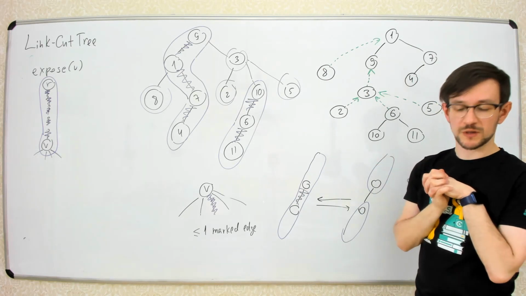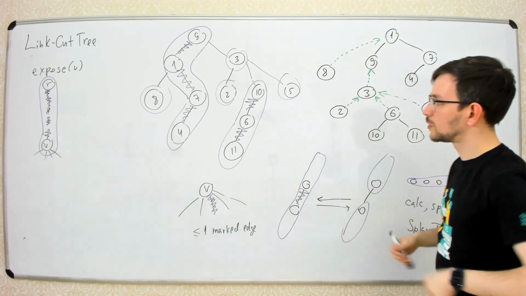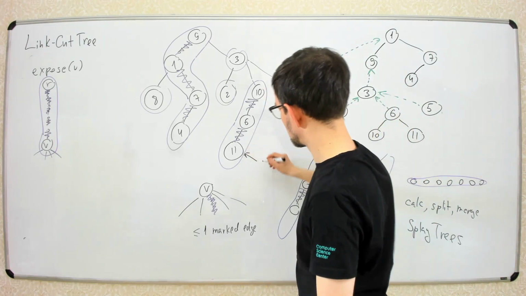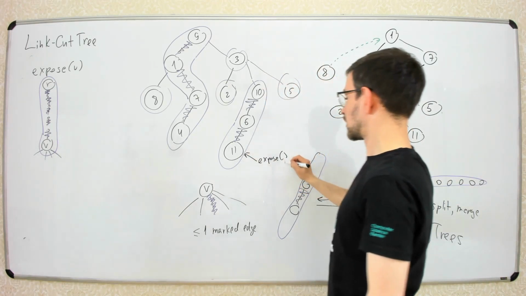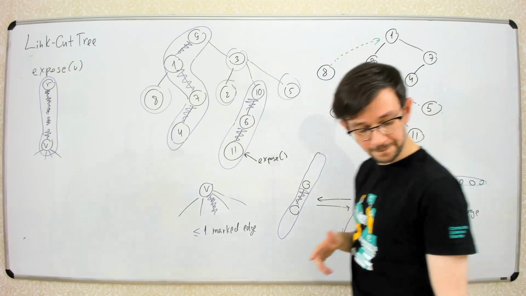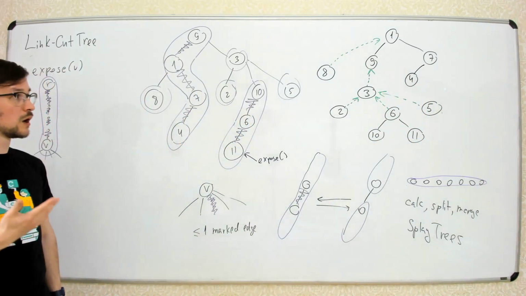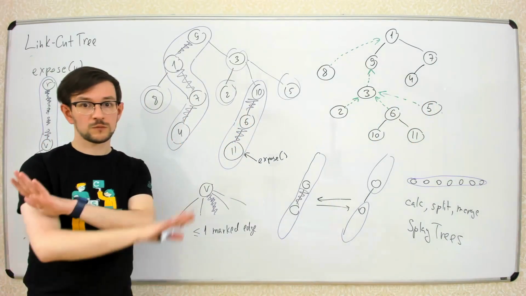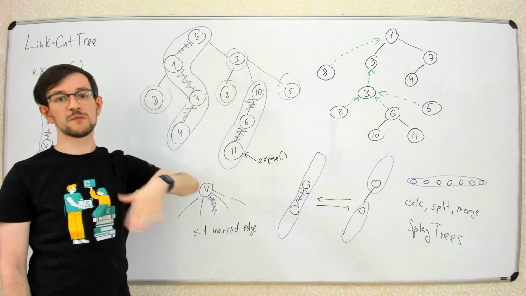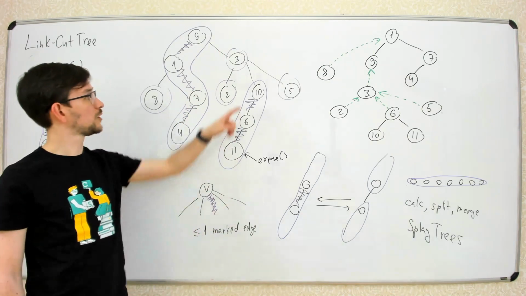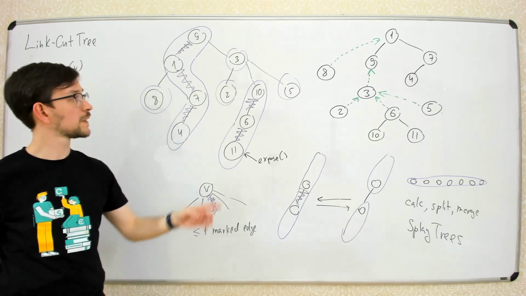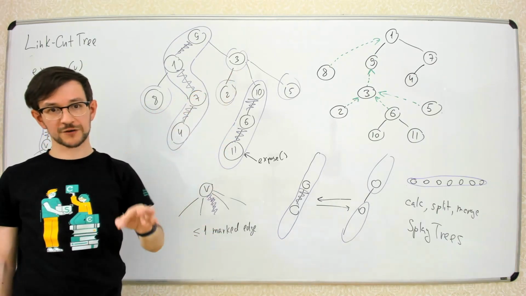Now, let's try to expose something. Let's take some node and try to call the expose function on this node. For example, let's take this 11. So let's call the expose operation for this node 11. How to do it? In a very straightforward way. We will iterate over all unmarked edges on this path and make them marked. That's the whole plan. So how to find the closest unmarked edge?